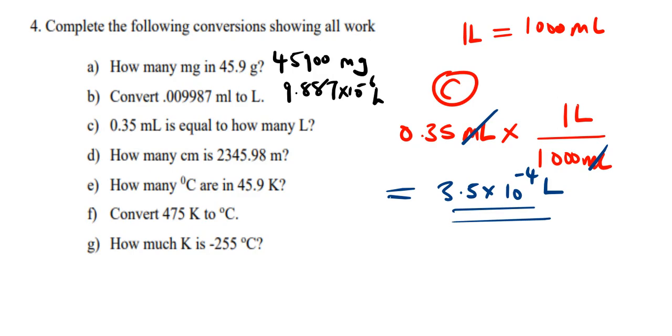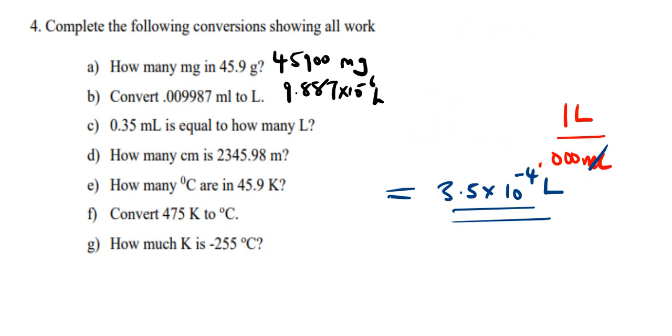So that's what we have for C. Allow me to write my answer here. 3.5 times 10 to the power negative 4 liters. I'm keeping these answers because I want to show you something.